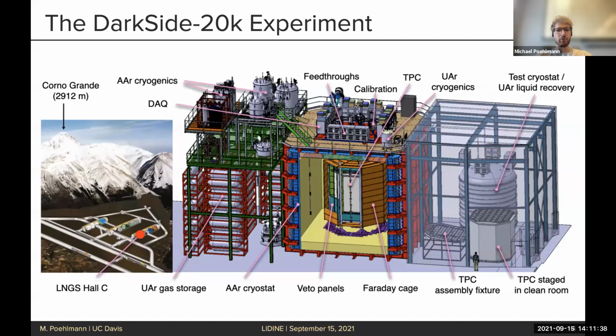This will be surrounded by a VETO, which includes gadolinium-doped acrylic panels. And this is all installed inside of a large cryostat, which may look familiar since it's based on the one that's used for ProtoDUNE.